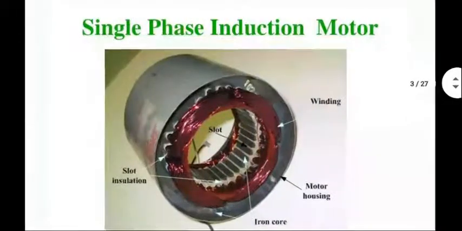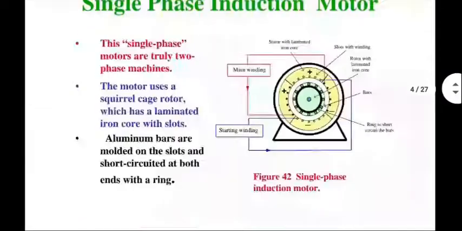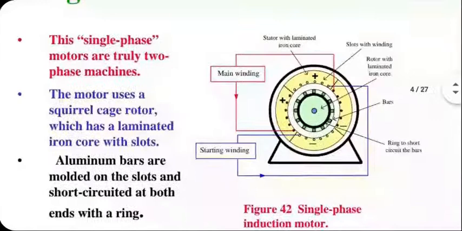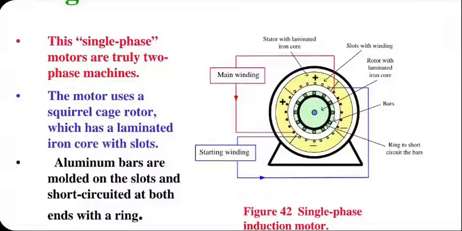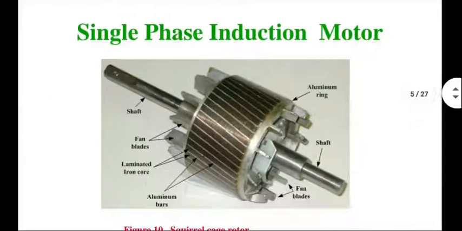Stator of a single-phase induction motor looks like this, quite similar to what we saw for three-phase machines, except that the winding is single-phase, not three-phase. Squirrel cage construction is normally used in this case. Bars are there, not thin wires on the rotor, but solid aluminum bars, which are short-circuited at both ends, as we have seen for three-phase machines. This is the squirrel cage construction.